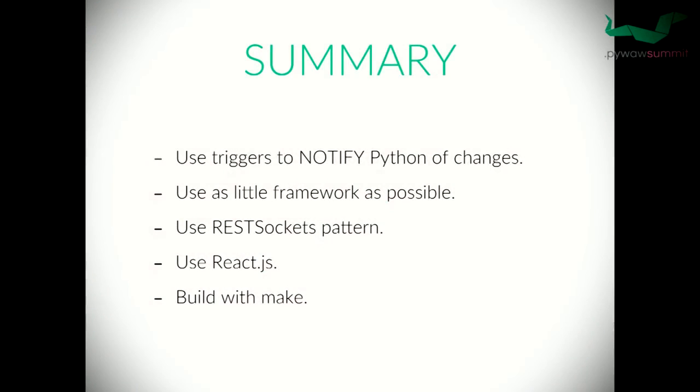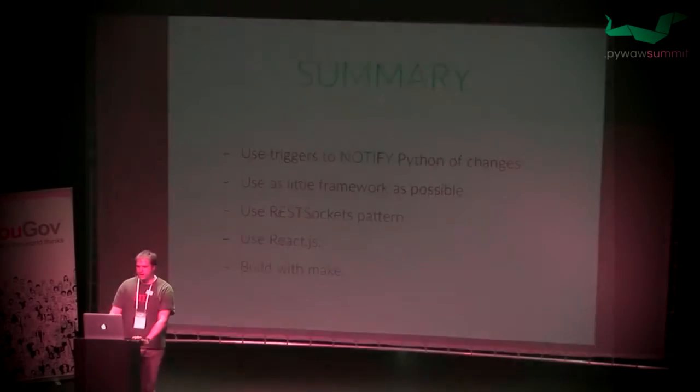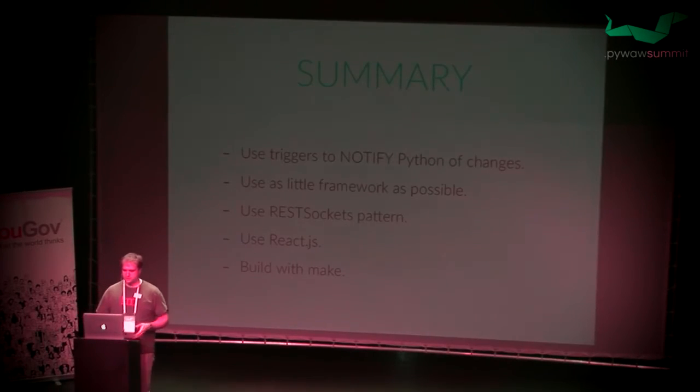And that leads us to a summary. How do we build real-time web apps with just Python and Postgres? Use Postgres triggers to notify your app when something happens. You don't have to poll. You don't have to refresh the page. Postgres can let you know.